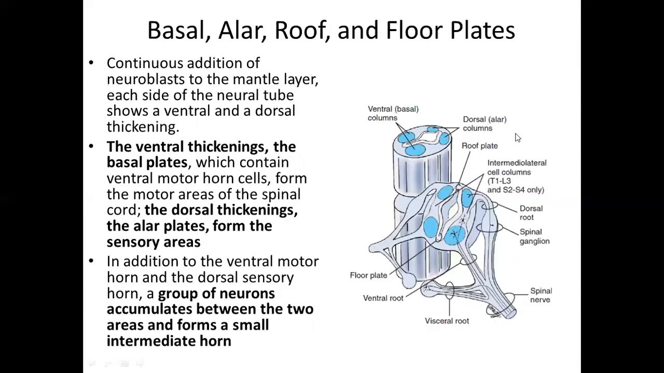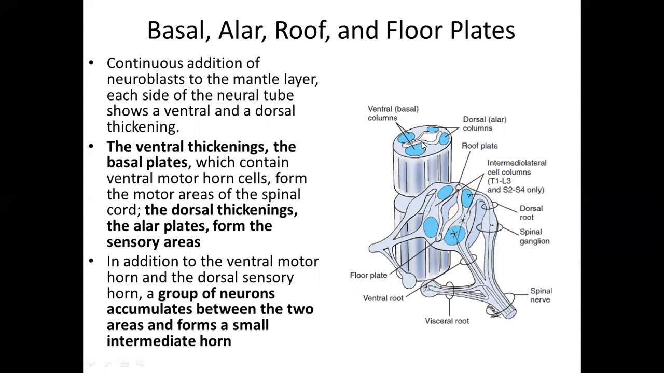So now the formation of the basal, alar, roof and the floor plates. Because of the continuous addition of the neuroblasts to the mantle layer, what happens? There will be a ventral thickening and a dorsal thickening. So there will be a pair of ventral thickenings and a pair of dorsal thickenings. The ventral thickenings are known as the basal plates. They mainly contain the motor horn cells, that is the multipolar neurons.